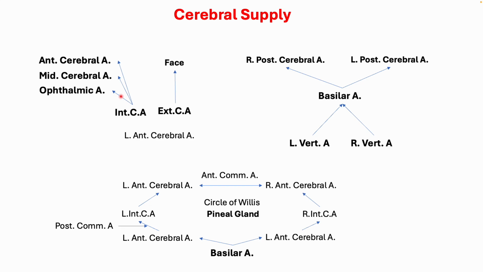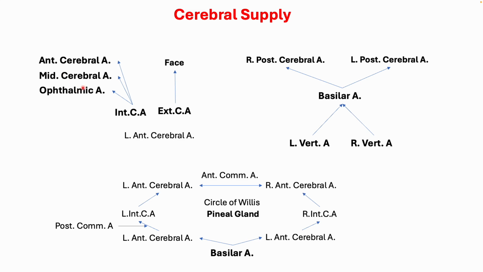Carotid arteries give rise to three very important arteries. Anterior cerebral arteries will supply the frontal part of your brain, such as your frontal cortex, prefrontal cortex, etc. Your middle cerebral arteries will supply the middle part of your brain, so your temporal lobes, your central sulcus, any brain parts that are in the midline, the middle region.